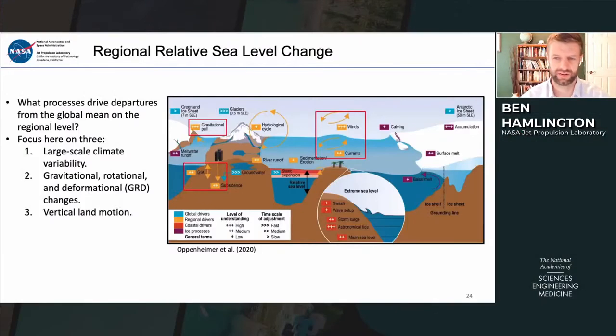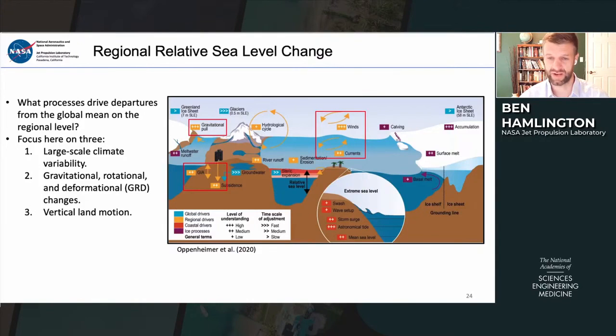All right, so I now want to shift gears, and this is going to relate a little more to the talks that are going to follow, talking more specifically about regional relative sea level change. This is really what's important for coastal planners and decision makers. It's certainly important what's happening at global scales. It gives us a good indication of the state of the entire climate system and how it's changing. But from a planning or impact perspective, you're really interested in what happens at the local or regional level. So what are the processes that drive departures from the global mean on a regional level?